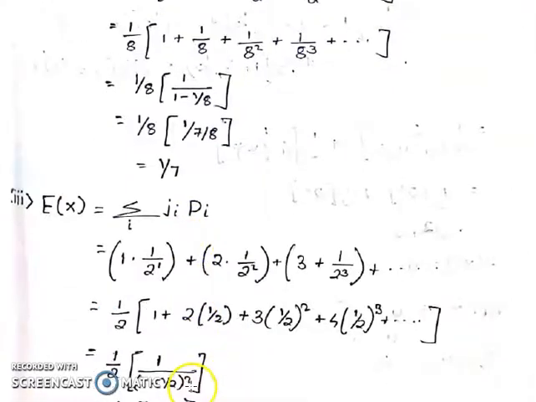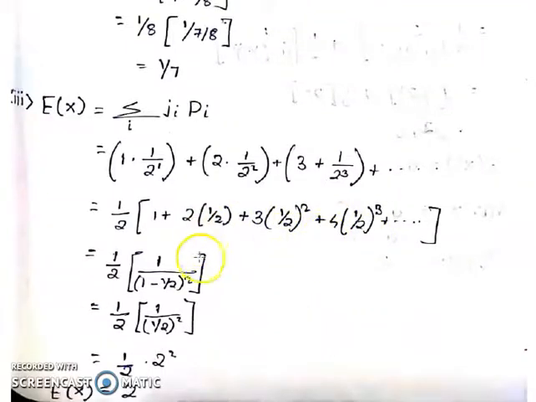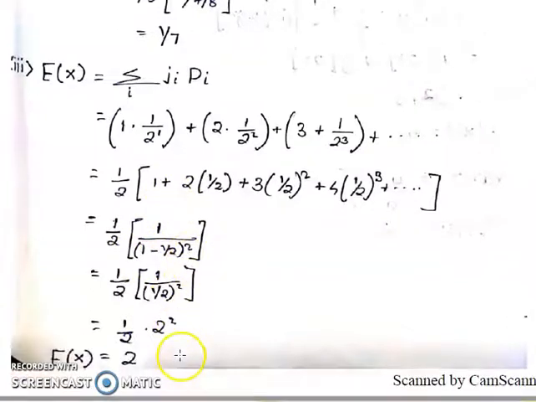Now next one is expectation. What is the formula for expectation? Summation j into pj, sorry, pj here. j running from 1: 1 into 1 by 2, 2 into 1 by 2 square, 3 into 1 by 2 cube. The common factor here is 1 by 2. If you take common factor 1 by 2, we have 1 plus 2 into 1 by 2 plus 3 into 1 by 2 square and so on. Now apply again the formula 1 by 1 minus x the whole square.